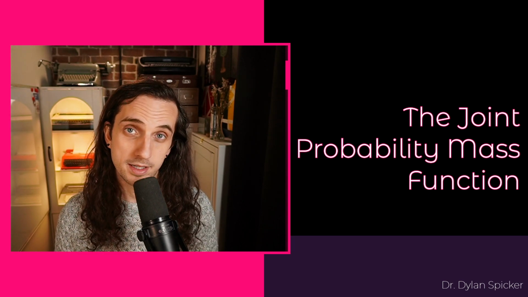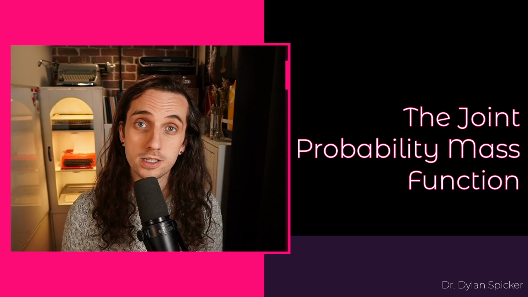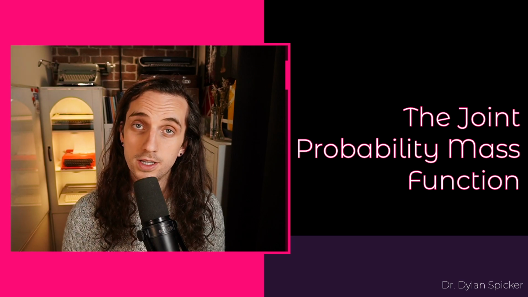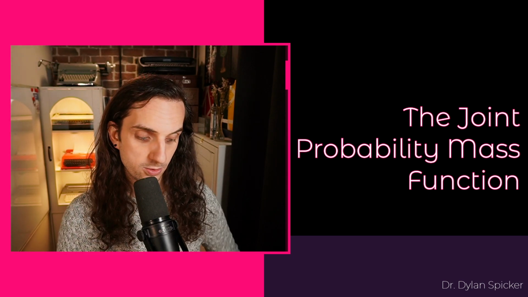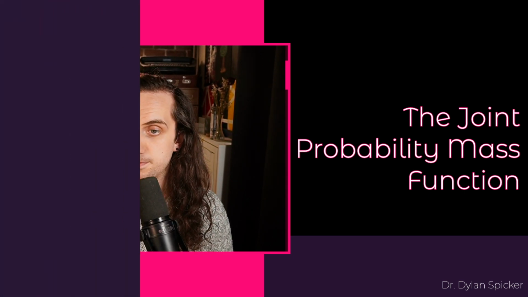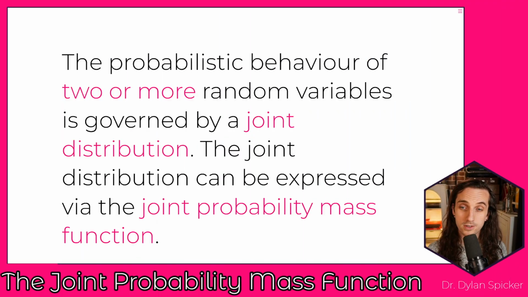When considering two or more random variables, their joint behavior is characterized by the joint probability distribution. Now, the joint probability distribution is best summarized in the case of discrete random variables using the joint probability mass function. So the joint probability mass function is going to give us the joint behavior probabilistically for two or more random variables. So the probabilistic behavior of two or more random variables is governed by the joint distribution, and the joint distribution can be expressed via the joint probability mass function.